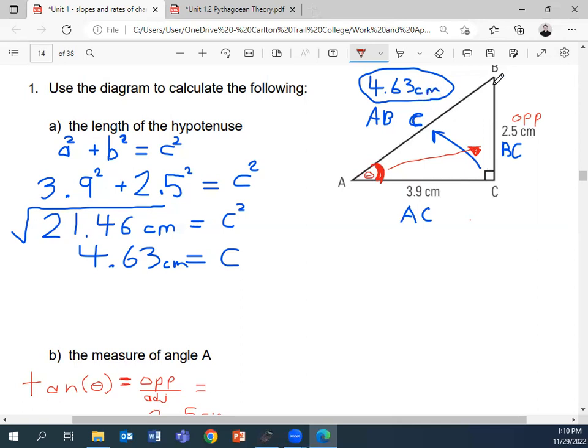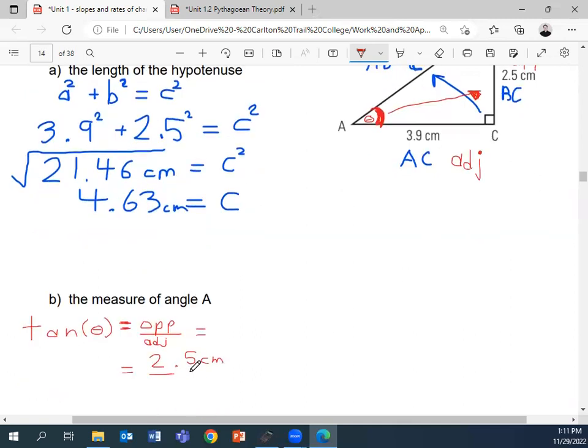I mean, this side. The bottom? Line AC? Beside it? Sorry? The one beside it? Not the one beside it. Well, this is my opposite, right? This is my hypotenuse, right? So what does this have to be then? 3.9. Which is the adjacent side. Yeah, that's what I said. Yeah, line AC, like 3.9. So this whole thing is 3.9 centimeters.